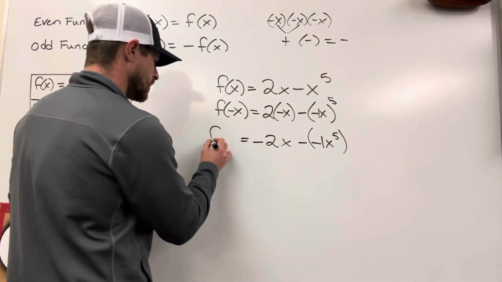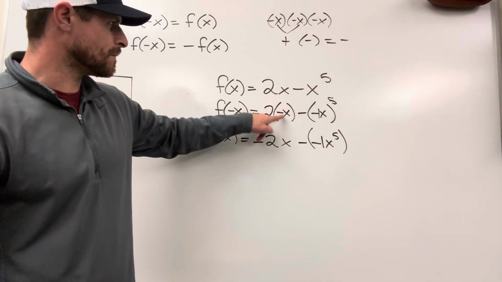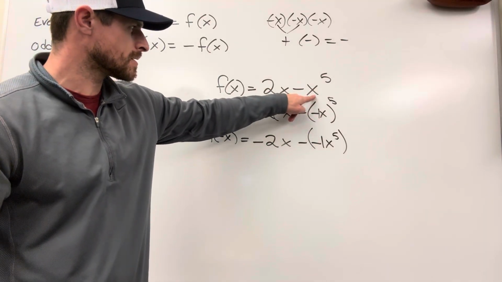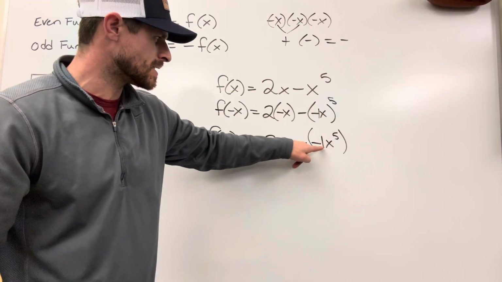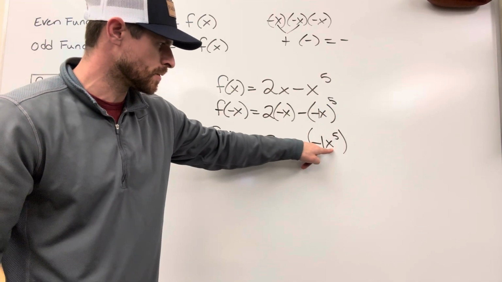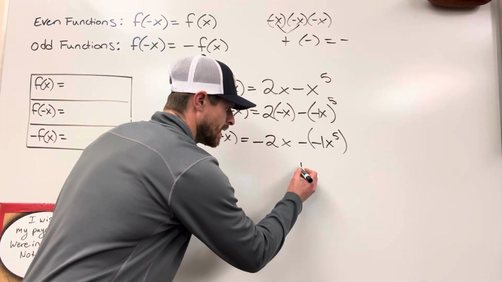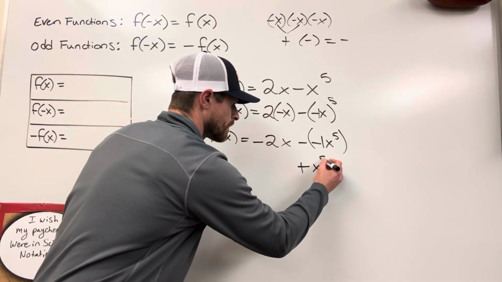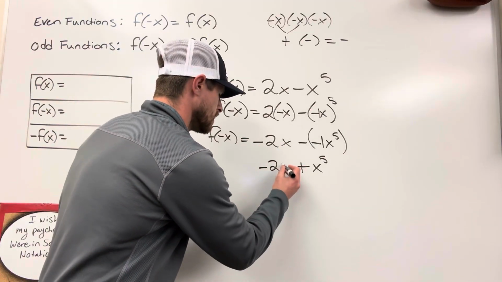So let's take a quick break, make sure we understand what just happened. We put negative x's in for this x and in for that x. I raised it to the fifth power, and because 5 is odd, we still end up with a negative result. Now we're going to have subtracting a negative, which makes a positive. And then negative 2x would come down here like so.